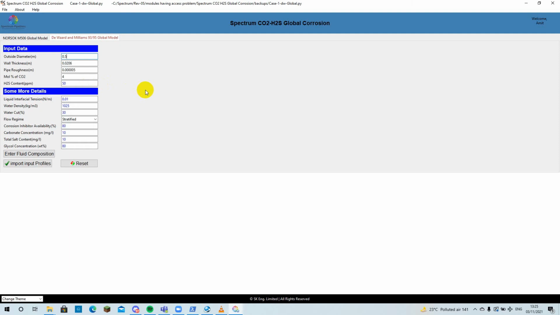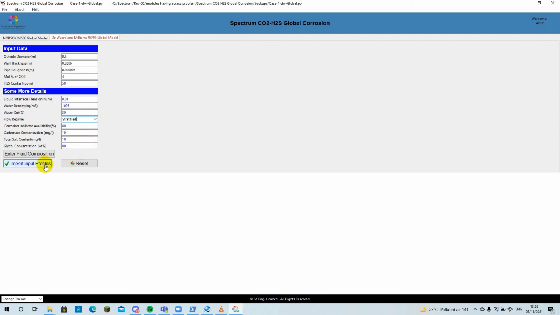Some additional parameters are required, such as the liquid interfacial tension, the water density, the water cut, the flow regime, which could either be stratified or non-stratified, and the corrosion inhibitor availability in percentage terms, as well as the concentration of bicarbonates and total dissolved salt in grams per litre.